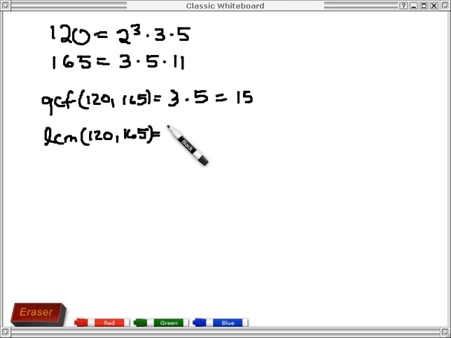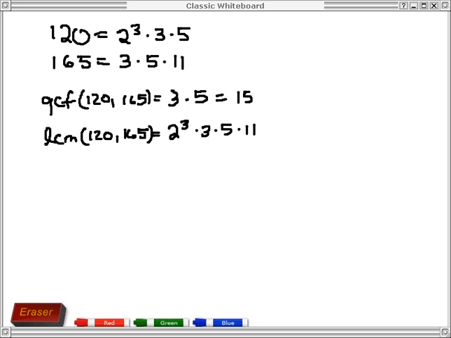Now for the least common multiple, I'm looking for a number that's divisible by both of these. So it's got to have everything that 120's got in it, and it's got to have all the primes that 165 has in it. So what does 120 have in it? Well, it's got 2 cubed. They both have a 3, so there's a 3. They both have a 5, so there's a 5. And 165 has an 11, so the least common multiple has to have an 11 in it as well. And so that'll give me the least common multiple. It's 2 cubed times 3 times 5 times 11. And if you want to figure out what that is, you can. If you don't want to, that's fine too.